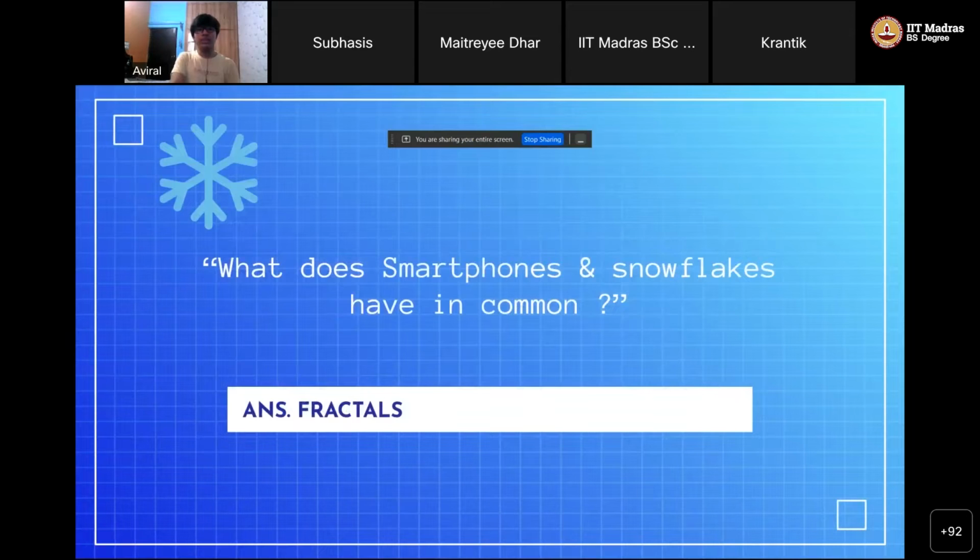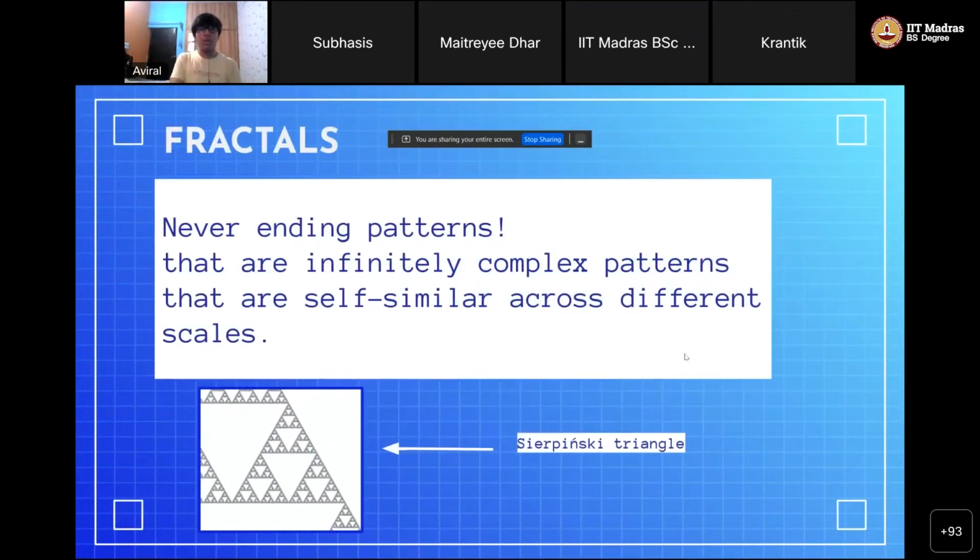So the first question is, what do a smartphone and snowflakes have in common? The answer is fractals. How they are in common, I will tell in a few slides, so you can just think about it in the meanwhile. First I will discuss what fractals are.